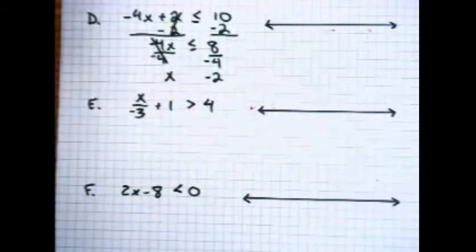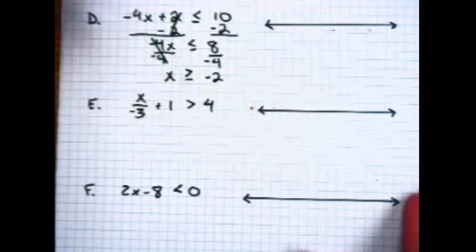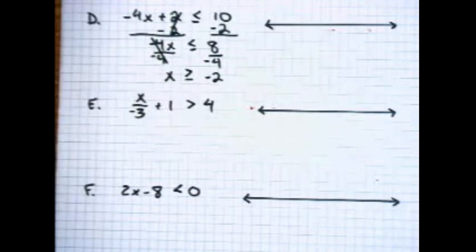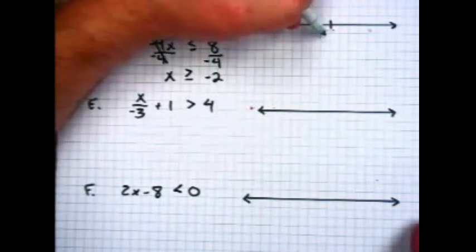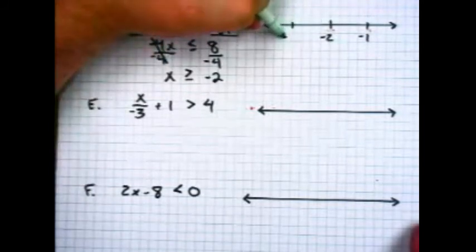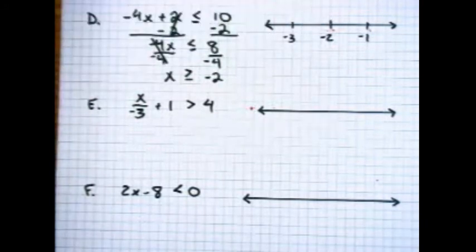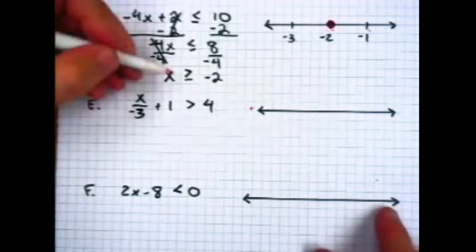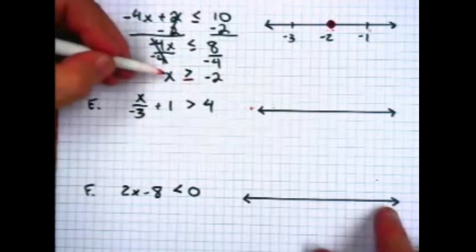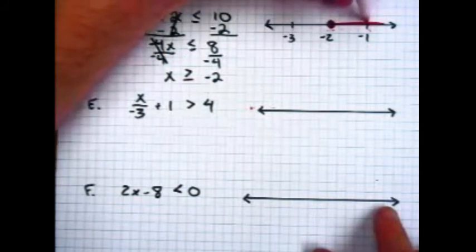Now here's the trick. When you multiply both sides or divide both sides by a negative, you have to flip the unequal sign, just like we discussed in class. So you end up with -2, -1 would be up there somewhere, -3 would be here. X can equal -2 because of that, or X is greater than -2. Greater than -2 means this way.